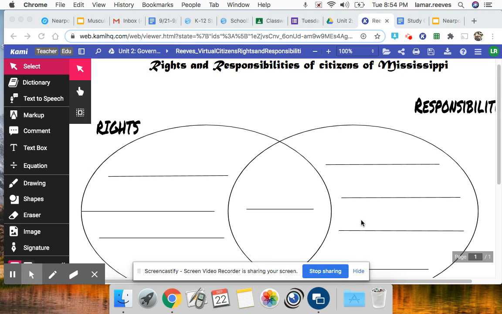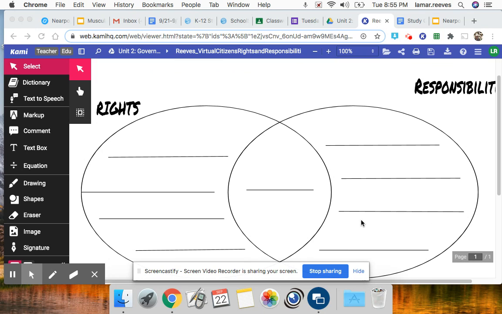I wanted to go over today's assignment. In the Nearpod, we went over the three branches of government. We also see in the Nearpod the rights and responsibilities of the citizens of Mississippi. And so what we're going to do today is complete this Venn diagram.